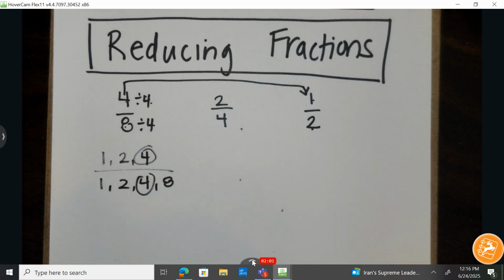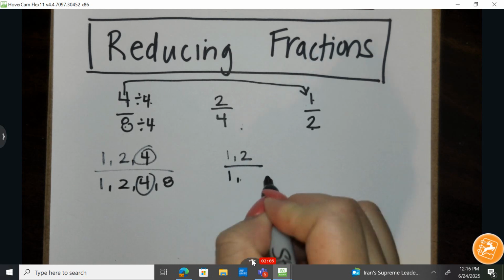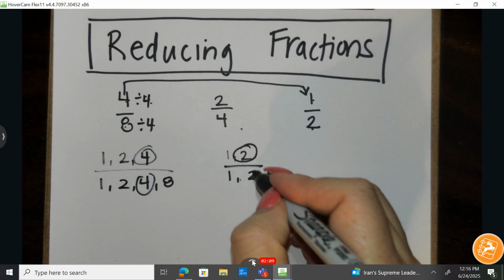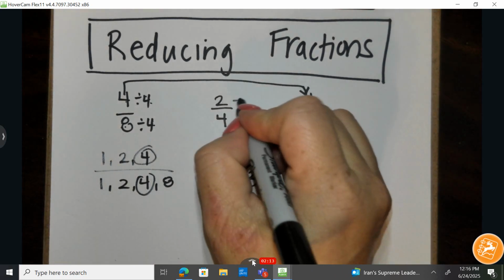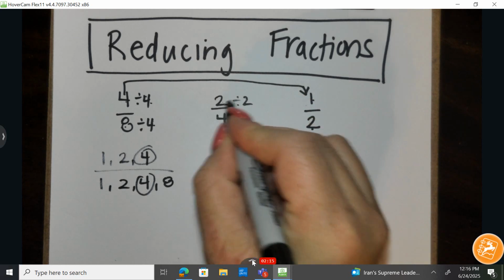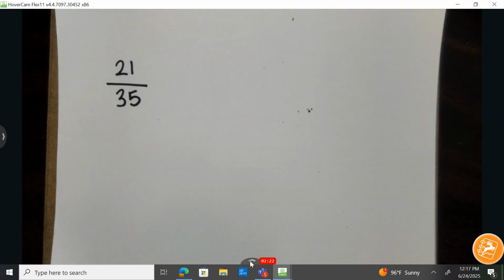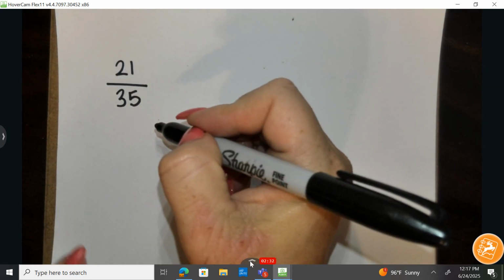Okay, let's do 2/4. So 1 times 2 is 2, 1 times 4 is 4, and 2 times 2 is 4. Again, selecting the largest factor from the numerator and the denominator. In this case, it happens to be 2. 2 divided by 2 is 1, and 4 divided by 2 is 2. It's not necessary to write out all the factors of the numerator and the denominator if you can simply say, oh, I recognize that 7 divides into 21 and 35.